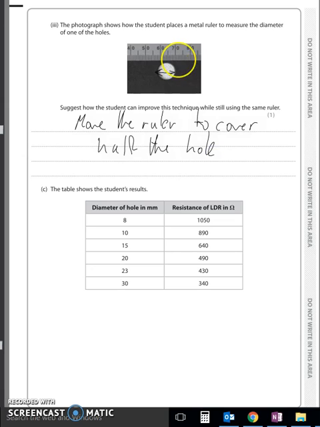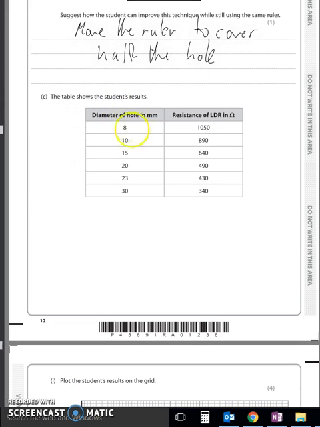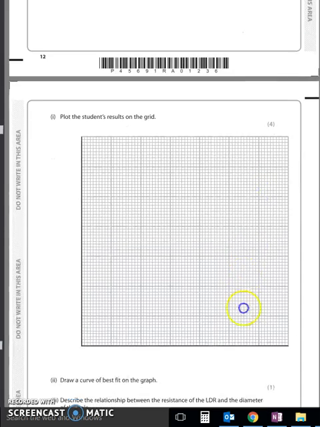We want to use the same ruler, we just want to make it a bit more accurate. So from here, we'd have to read to here, and we could get that wrong. So if we just move the ruler down a little bit, where it cuts the hole, we could make a much more accurate reading using that same ruler. The table shows the student's results. Got a list of results here to see if these all make sense. Yeah, as the diameter of the hole goes up, the resistance should go down. We know that about an LDR.